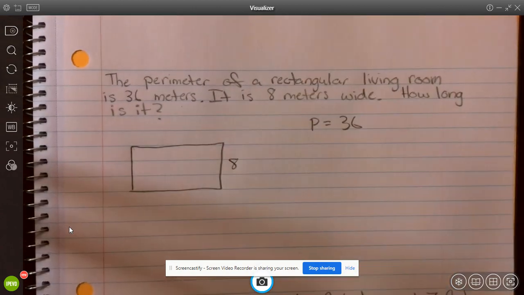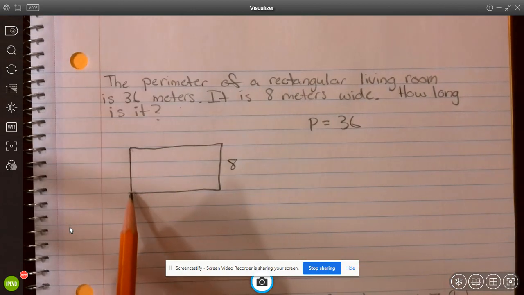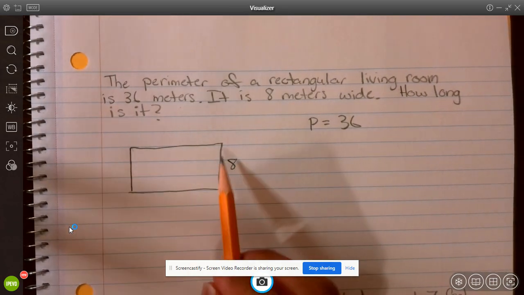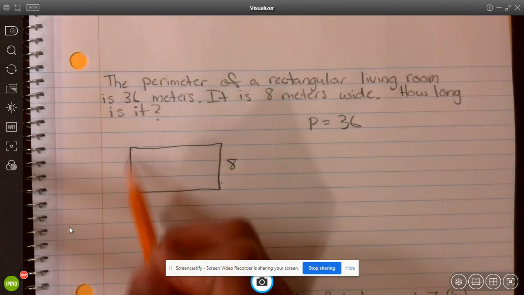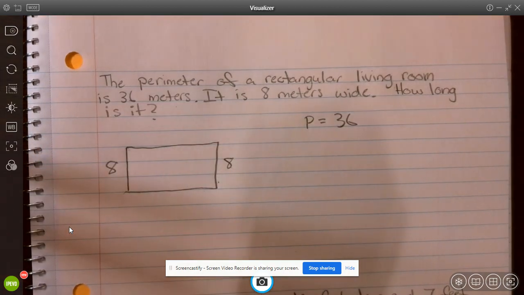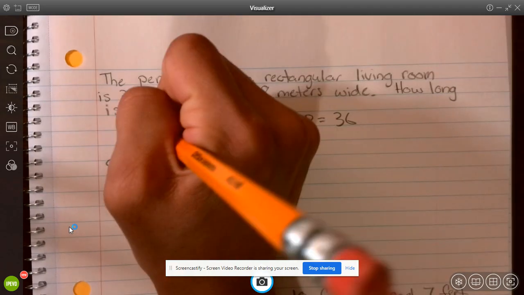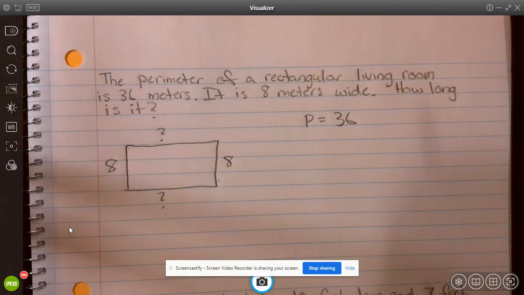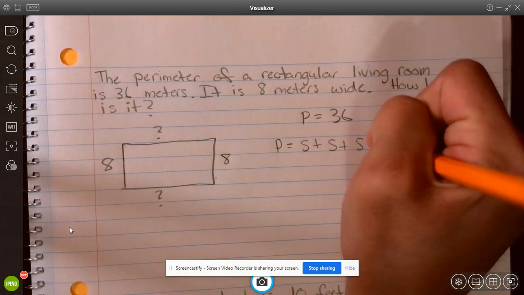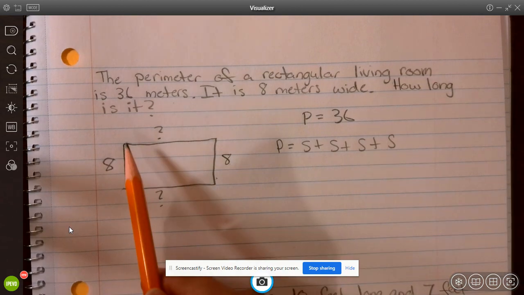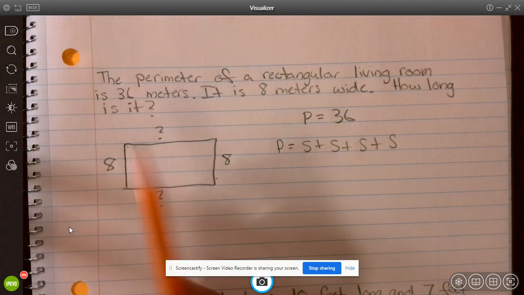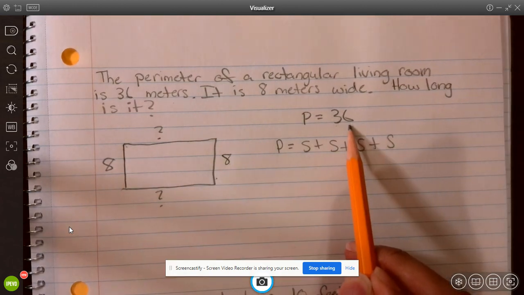How long is it? Okay, so we need to find out the length. It gave us the width, which is 8 meters. So if this is 8 meters wide, then the opposite side is going to be 8 meters wide also. We need to figure out what the length is. The formula for perimeter, we know, is side plus side plus side plus side. When you add all the sides together, you will get the perimeter, which is 36 meters.